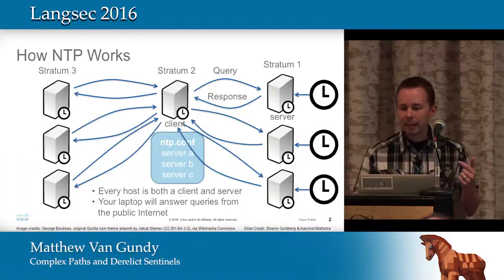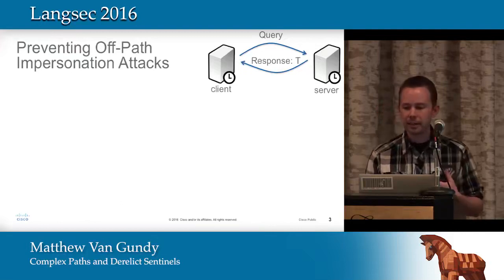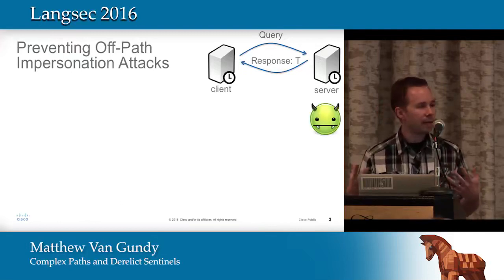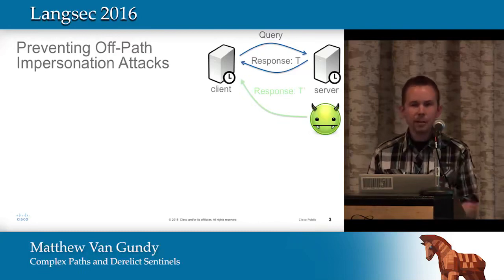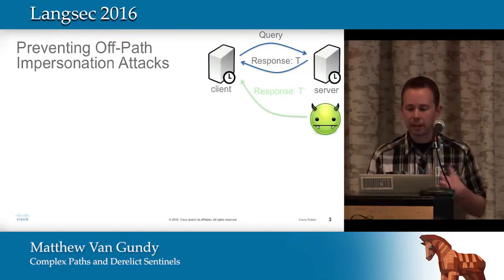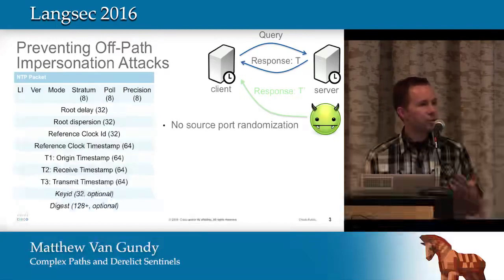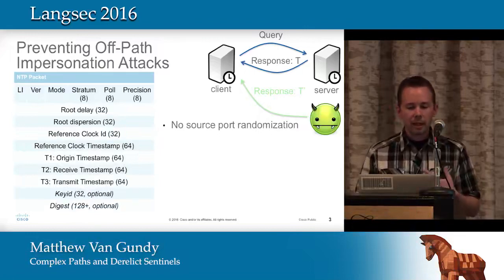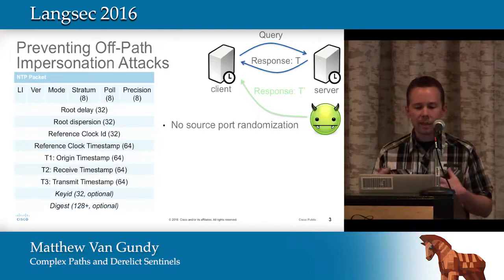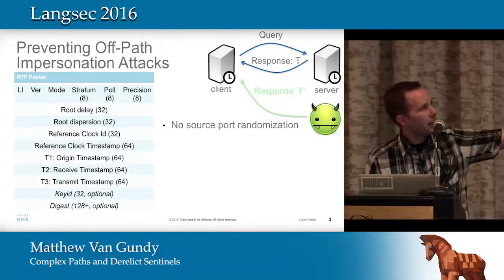Cool. Basically, here is how NTP protects against off-path impersonation attacks. Say you have an off-path attacker who knows that the client is communicating with the server and wants to forward spoofed responses from the server. NTP runs over UDP and doesn't employ any sort of source port randomization. That means it would be trivially easy to spoof packets coming from the server, except that NTP incorporates a custom mechanism to prevent this. Here is a visualization of an NTP packet.